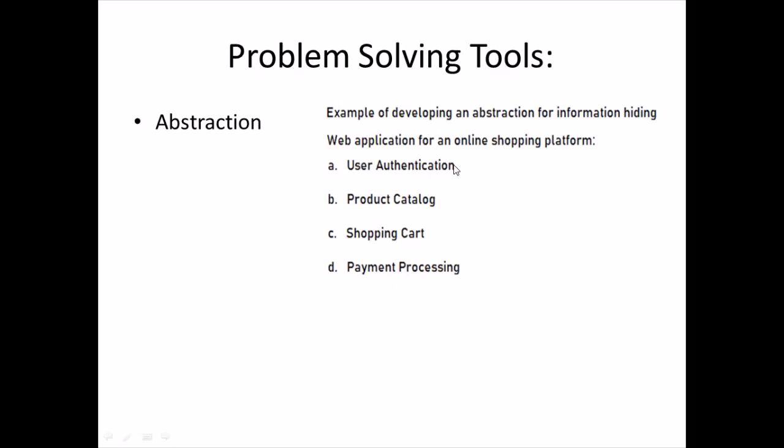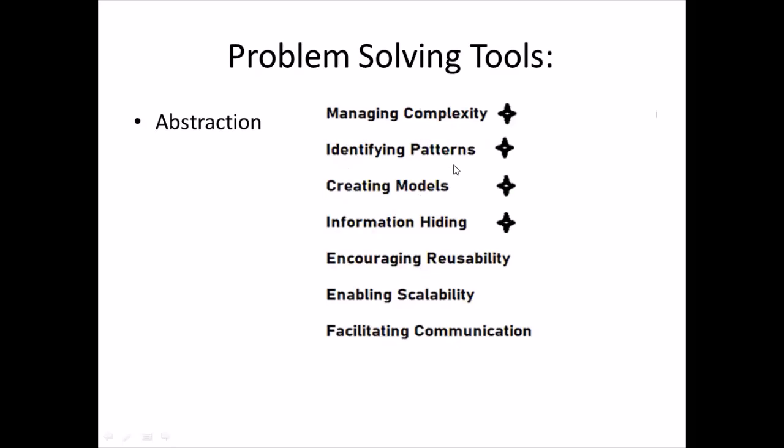So after looking at that, now let's look at the fifth way of using abstraction to solve problems, which is encouraging reusability. By abstracting common features or functionalities into reusable components, we can save time and effort in problem solving. This abstraction serves us as building blocks that can be applied across different contexts, promoting efficient and effective problem solving.